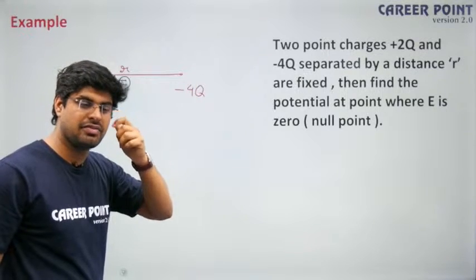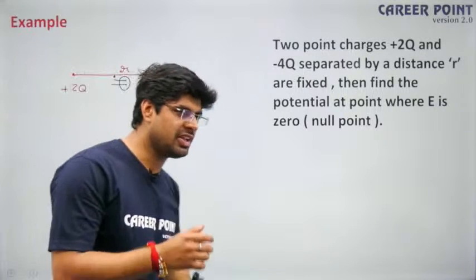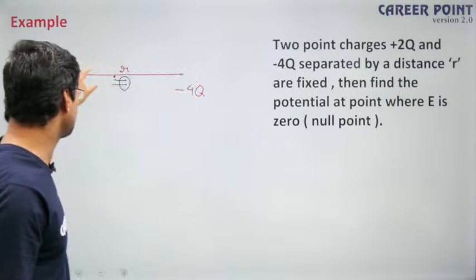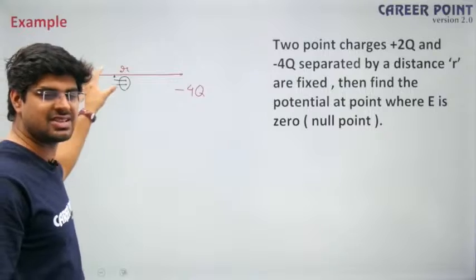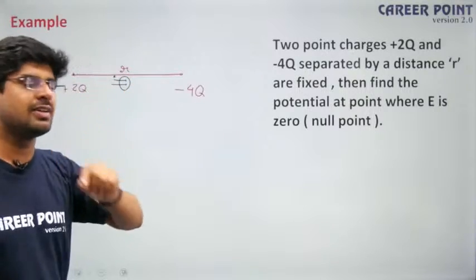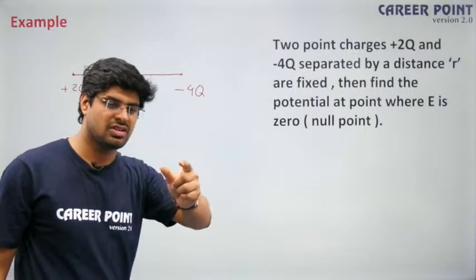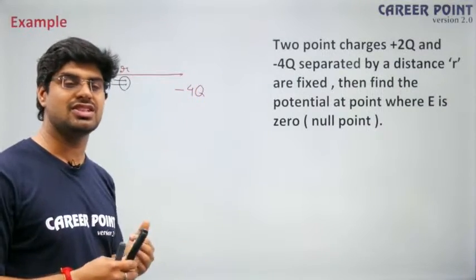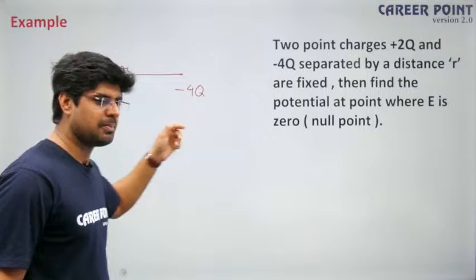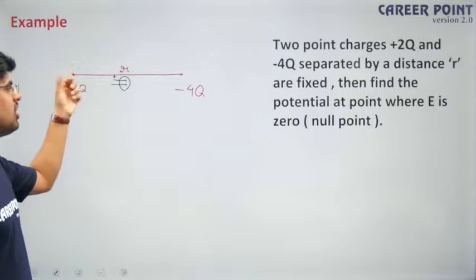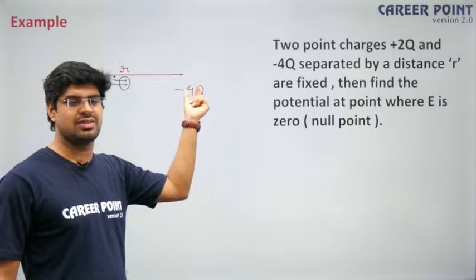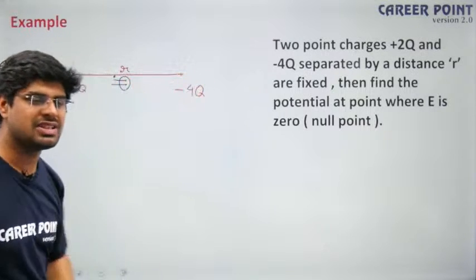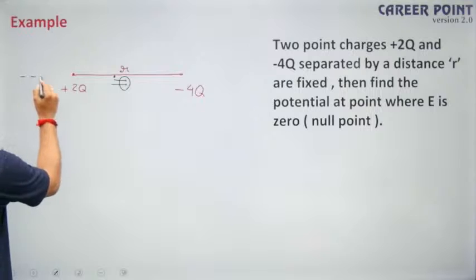Is that clear? We are supposed to find the point where net electric field is going to be 0. That means electric field due to minus 4q and electric field due to plus 2q must cancel each other. That will be possible only when the point is nearer to the smaller charge, because the bigger charge will manage even if the distance is high. Even if the distance is far, the bigger charge is going to manage. But the smaller charge will not be able to compete with the magnitude of electric field due to minus 4q when the point is nearer. So my common sense tells me that the point is somewhere here.